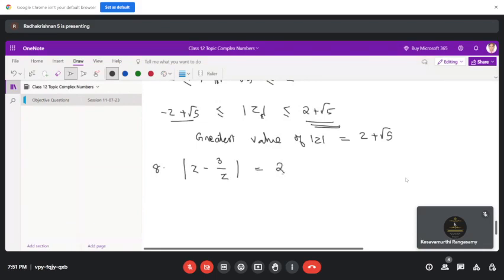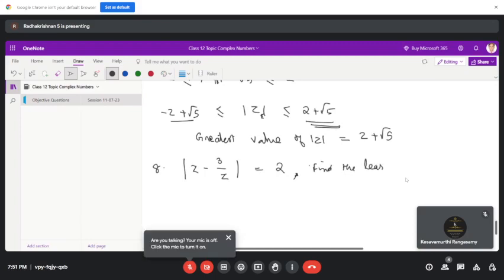So this is what is given. Mod of z minus 3 by z equals 2. Then find the least value of mod z.